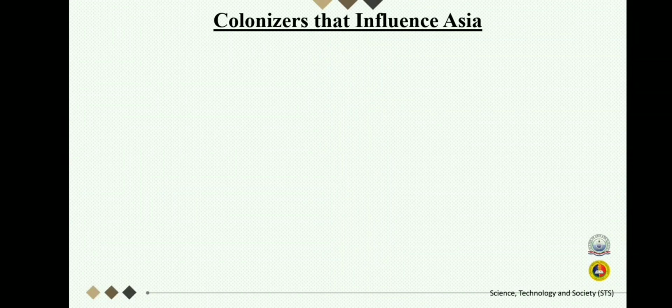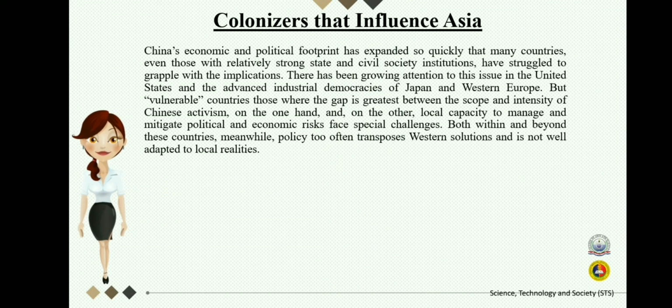Next is China. China's economic and political footprint has expanded so quickly that many countries, even those with relatively strong state and civil society institutions, have struggled to grapple with the implications. There has been growing attention to this issue in the United States and the advanced industrial democracies of Japan and Western Europe.